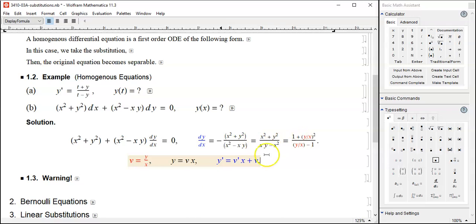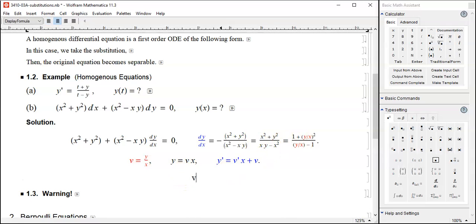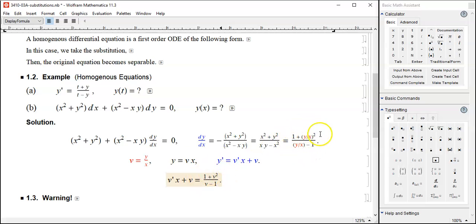Okay, ready? Plug everything in, and this is what I'm going to get. V prime x plus v is equal to 1 plus v squared over v minus 1. Let's see, did I get everything here? This part. This is v, so 1 plus v squared in the numerator, and then v minus 1 in denominator. Looks good. And here, this derivative by product rule is v prime of x plus v, alright?